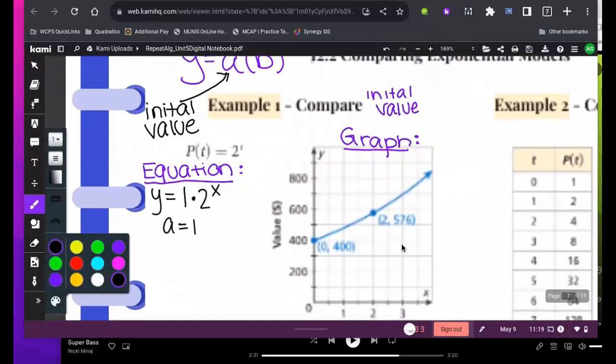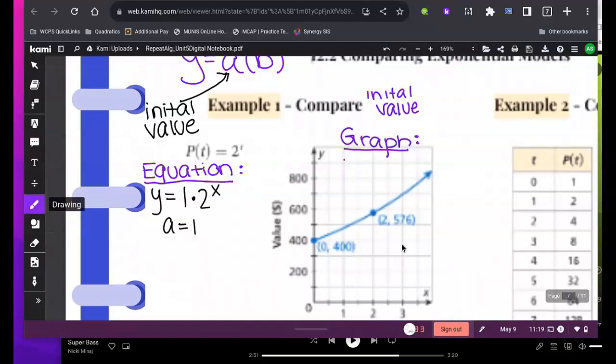For the graph, I'm going to change my color. My a value, that's my starting value or my initial value. Looking at my graph, it starts at 400. So my a will be 400. And then to find my b value, I have to do what we did in the warm-up and take our second y value, which is 576, and divide it by our first y value, which the graph shows us is 400. So we're going to type this into the calculator, and this is going to tell us what b is equal to.